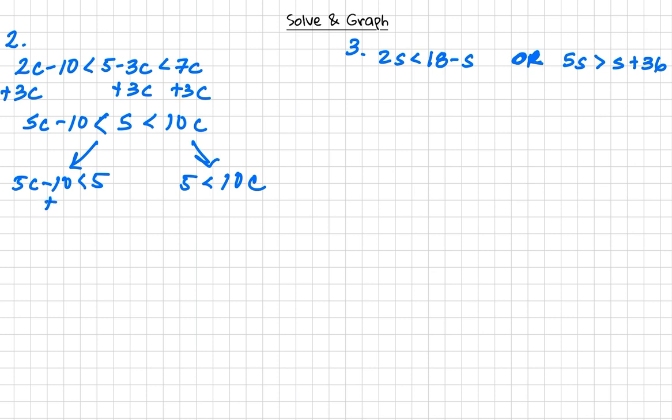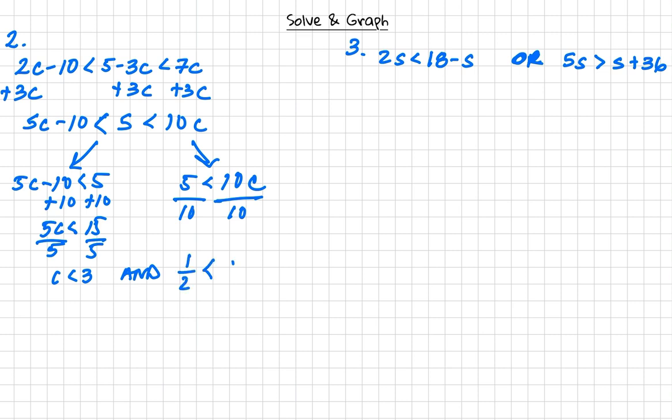Okay, we're going to add 10 to both sides. And we get 5c is less than 15, divided by 5, divided by 5. c is less than 3. And divide by 10, divide by 10, you have 1/2 is less than c. So then we need to graph it.